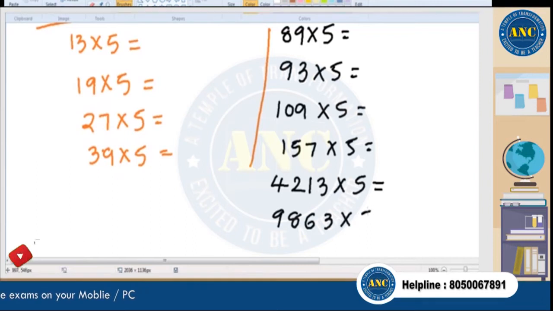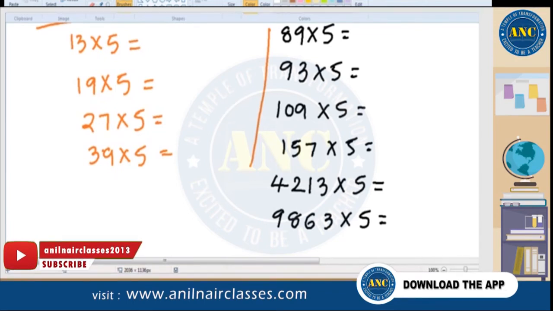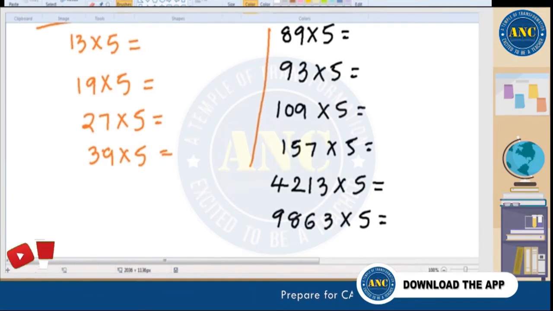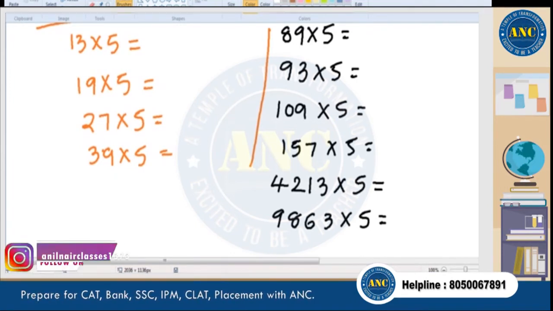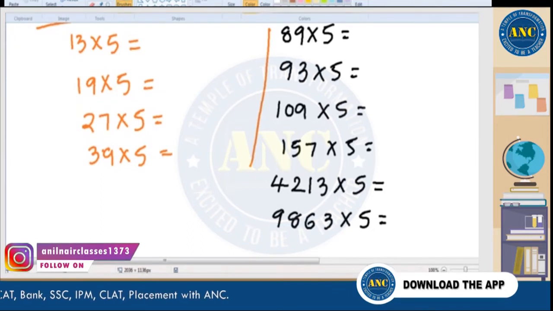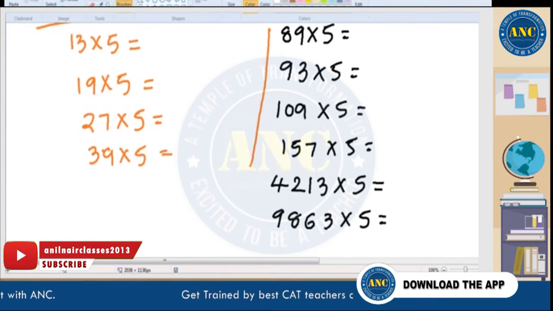9863 into 5. If you wish, you can now increase the length up to 5-digit, 6-digit. But from an examination point of view, 4-digit is more than enough. Okay, sir? Alright. Now, we'll work on it.